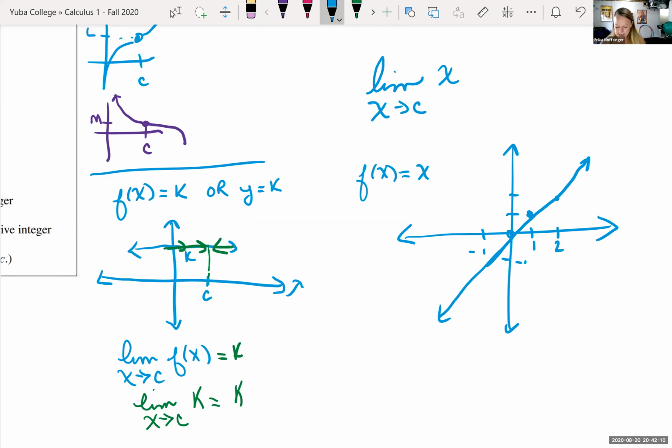So if I put c anywhere on here, and we look at the limit as x is approaching, maybe we could say c was right here. What do you think that y value you're going to get back is? What y value would you get back on that graph? Yeah, it would be c.